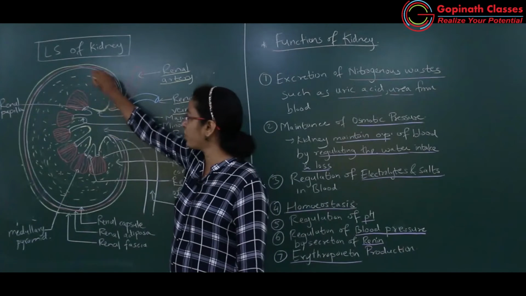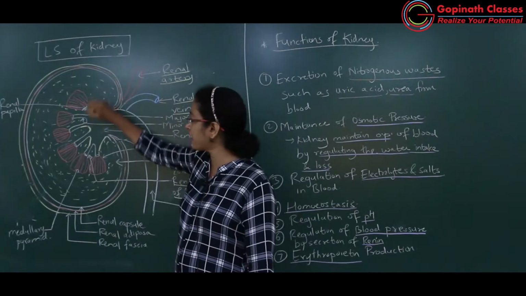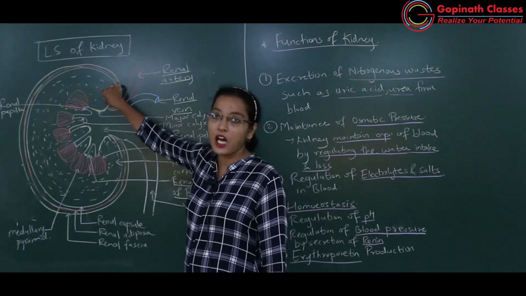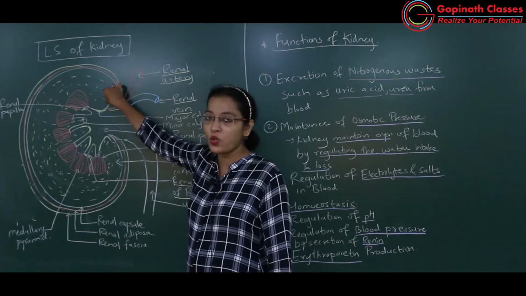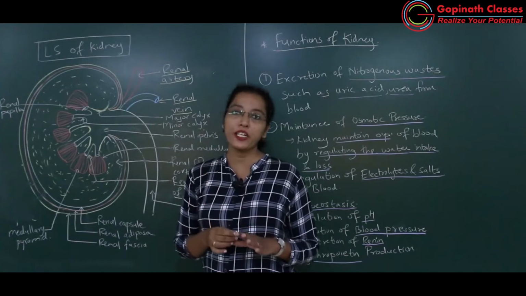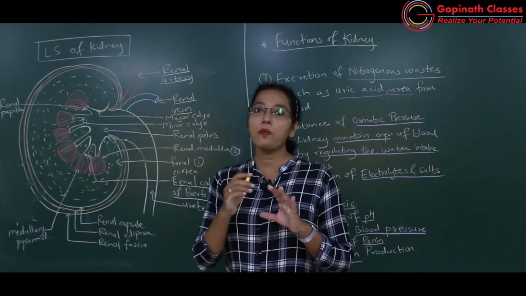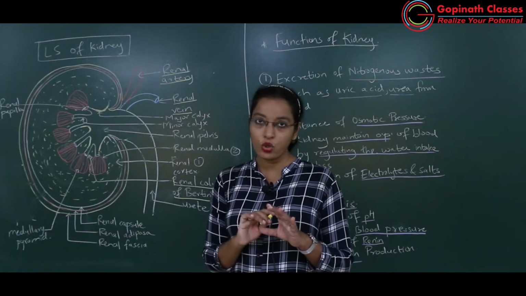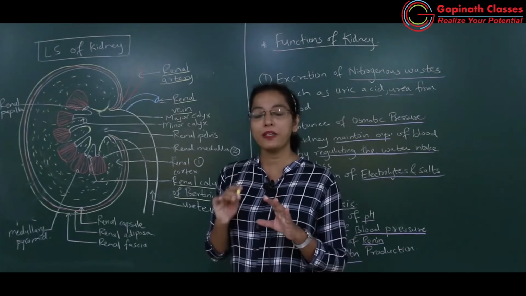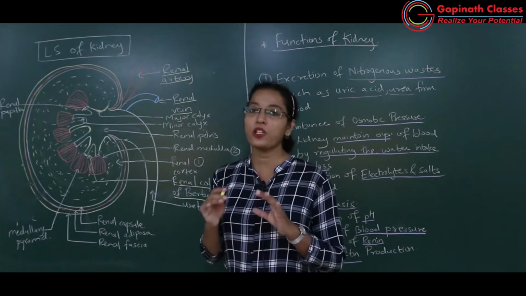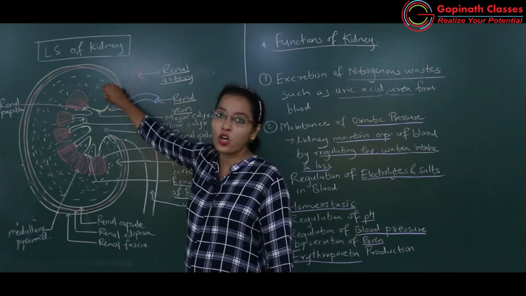Kidney has two regions, renal cortex and renal medulla, right? Renal cortex is dark zone. Why it is dark zone? Because the functional unit of the kidney, that is nephron, is having Malpighian body, PCT and DCT. Okay, so all these parts of the nephron are seen in the cortex region.